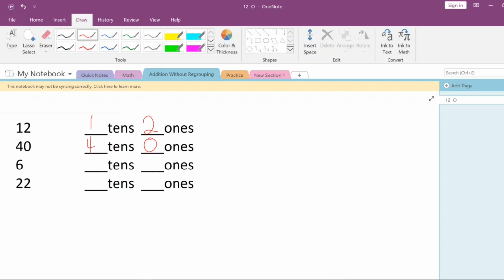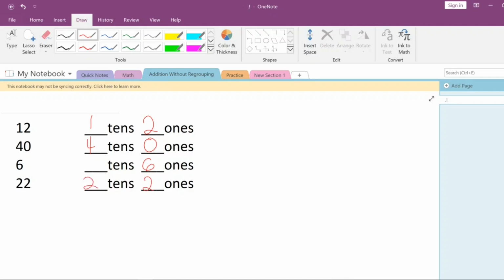6, it's alone. It doesn't have any pair. So does it belong to tens or does it belong to ones? Well, if your answer is tens, that's incorrect. The correct answer is 6 is ones. How about number 20? Ones is 0, and then the 2 is tens.